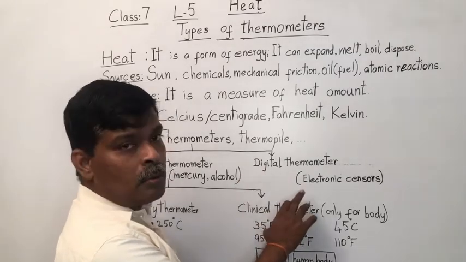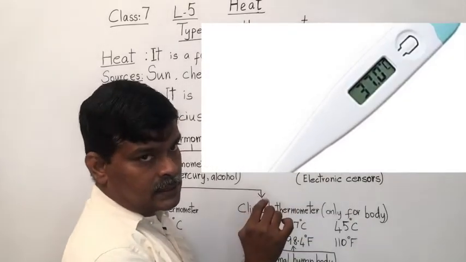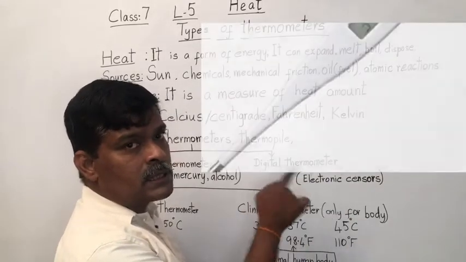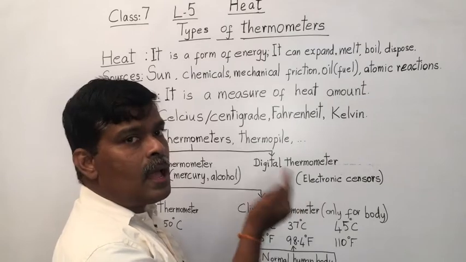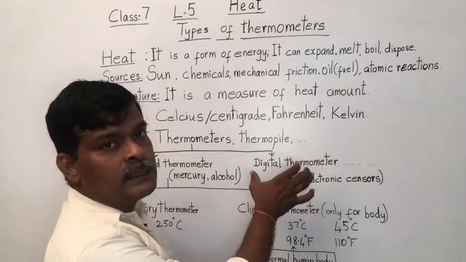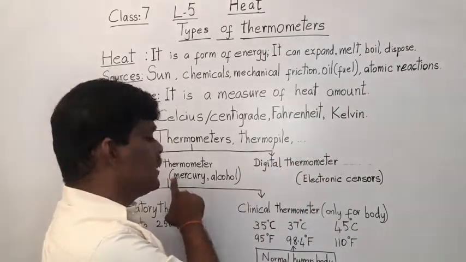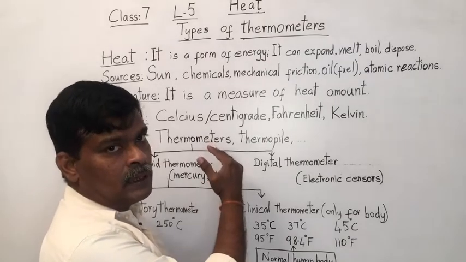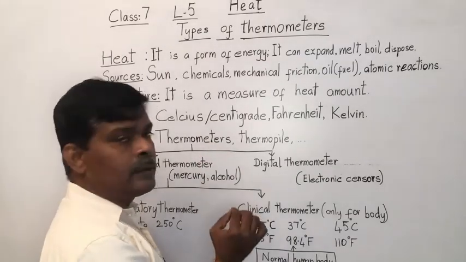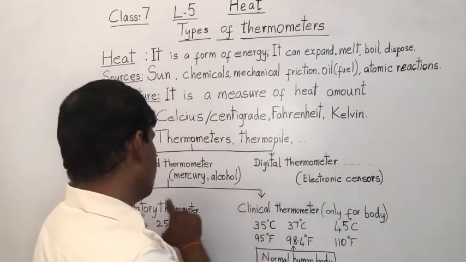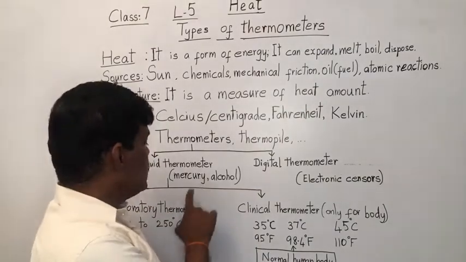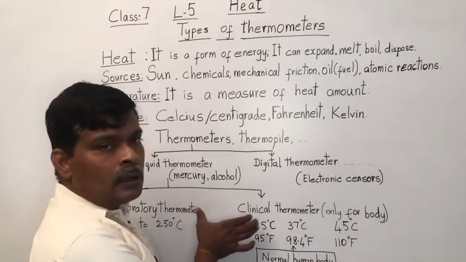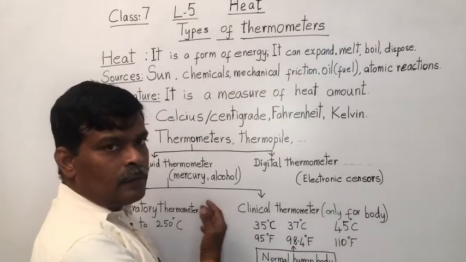These digital thermometers are using electronic sensors. They have electronic parts inside the thermometer, and it shows the reading in a digital way, number wise. But in a liquid thermometer the liquid is rising. I will demonstrate one experiment later. Next, liquid thermometers are useful for measuring different types.